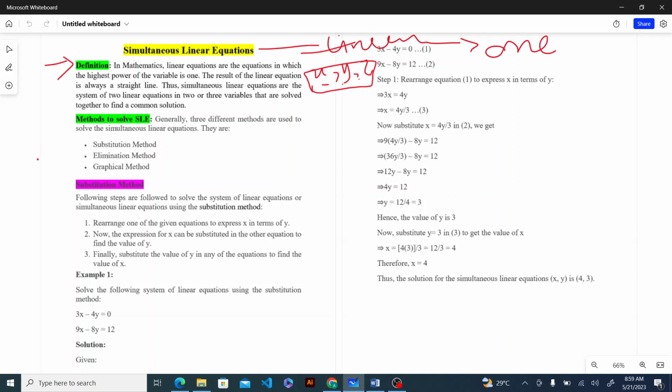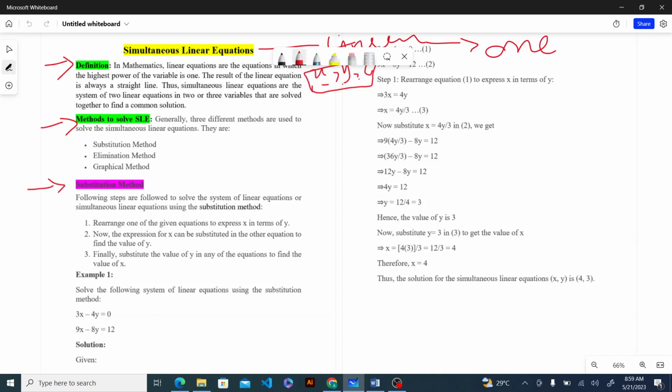Now let's move towards methods to solve SLE. SLE is the abbreviation I have used for simultaneous linear equations. Generally 3 different methods are used to solve simultaneous linear equations. The first one is the substitution method, the second one is the elimination method, and the third one is the graphical method. Today we are going to cover only the first method, the substitution method.